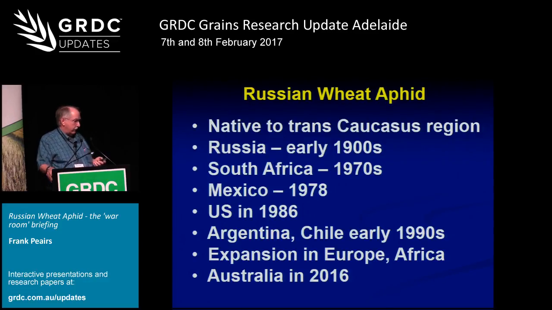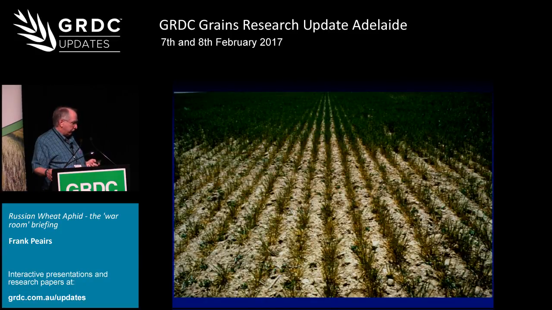Then it was found in southern South America in the early 90s. It also during that time expanded its range in Europe and Africa, and finally showed up in Australia this past year. And Australia is the last major wheat producing region of the world that had not been invaded by Russian wheat aphids. So it's a highly invasive problem.